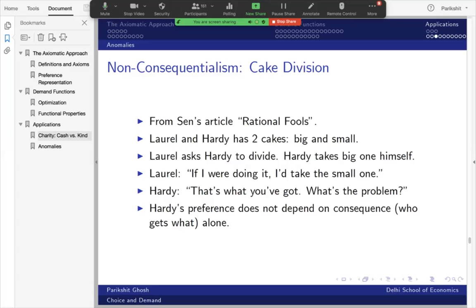So here's one example, and it has to do with consequentialism, right? Here's a story, and you will find this in Amartya Sen's article called Rational Fools, okay? There are two friends, Laurel and Hardy, and they have two cakes. One cake is big and the other is small, and they don't have any knives, so they cannot cut up these cakes and divide them. They're indivisible. So one of them has to eat the big cake and the other the small cake. Yeah, that's a given. So Laurel magnanimously asks his friend Hardy to decide who should get the big one and who should get the small one. And Hardy takes the big one himself and gives Laurel the small one.